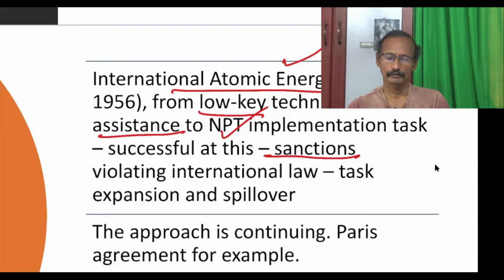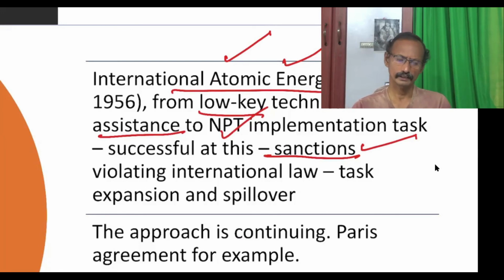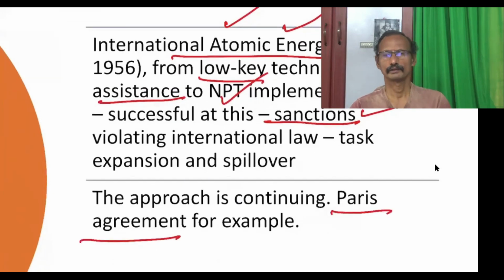So, it started with something technical, but became instrumental in implementing international law, which included application of sanctions. So this is how functional agencies can be powerful and contribute to global governance. Okay. Recently, something like the Paris Agreement is also an example of functionalism.